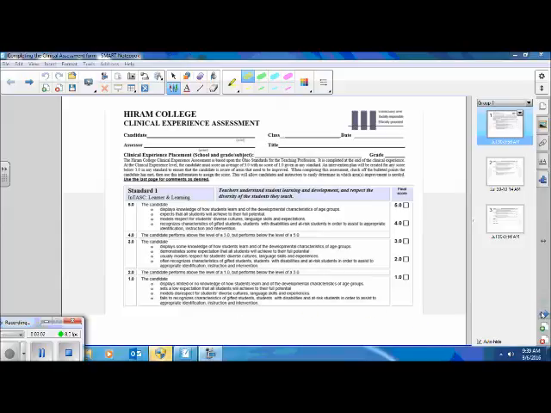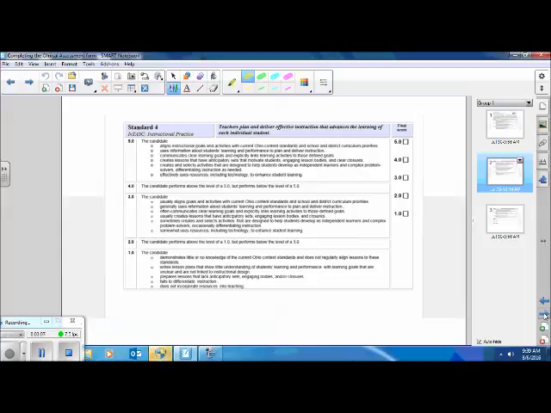So let's take a look at actually trying to score a particular standard. If we take a look here at Standard 4, Standard 4 is looking at planning and delivering effective instruction that advances the learning of each individual student. So if we look at the criterion in a level 3, the criterion here looks at aligning the goals and activities with the current Ohio standards and school and district curriculum. So we're seeing alignments in the learning target, the activity, and the standard. And this is usually happening.